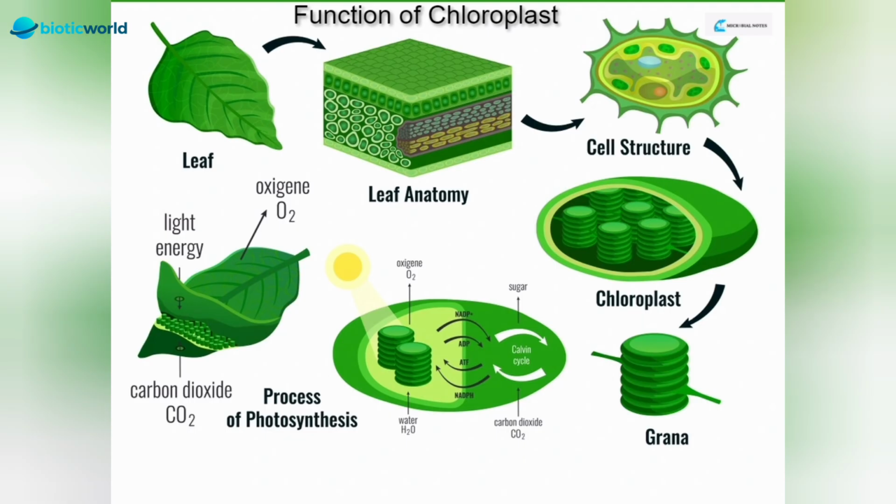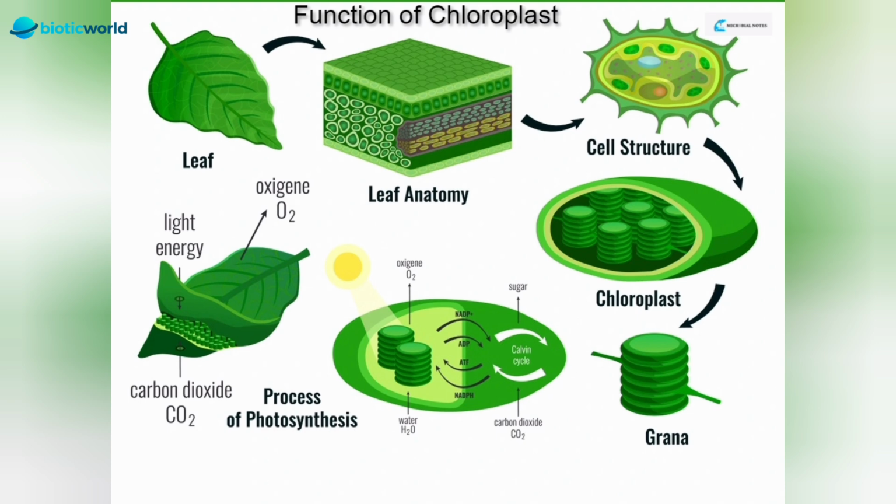Their primary role is to carry out photosynthesis, which can be divided into two stages: light dependent reactions and light independent reactions. In the thylakoid membrane, the chloroplast absorbs sunlight, using its energy to split water molecules into oxygen, protons, and electrons. The oxygen is released as a byproduct, while the energy from electrons generates ATP and NADPH, the molecules that act as the energy currency of the cell. This is about the light dependent reactions.